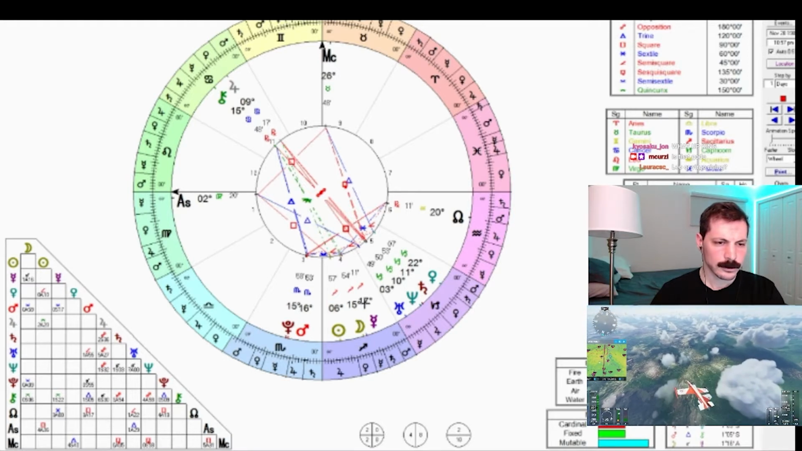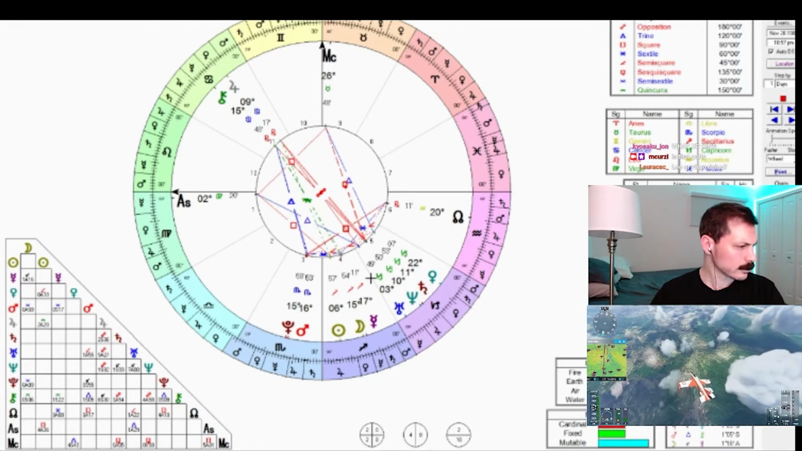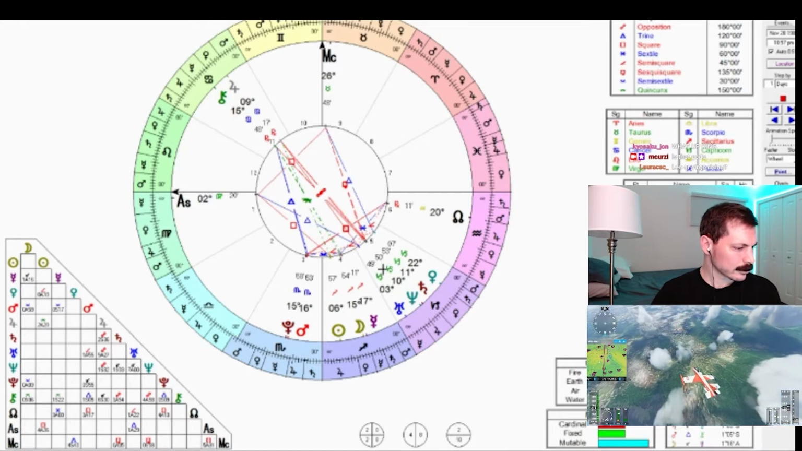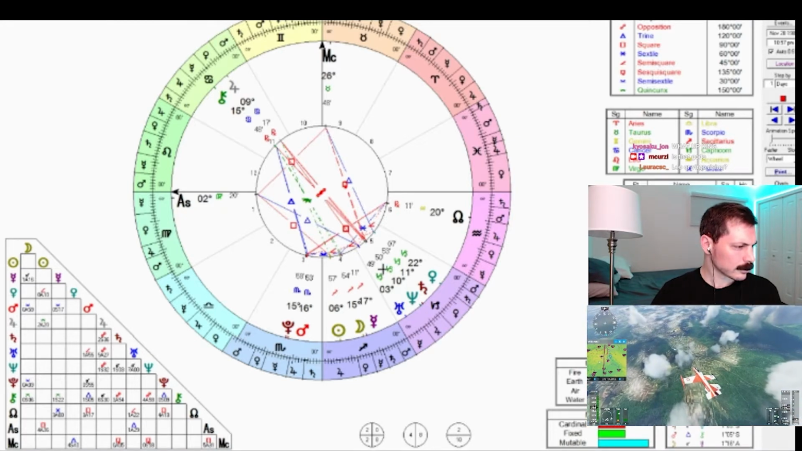But so the sun is a sign that typically represents your personal identity. It's kind of like your mission in life. It's what you end up doing.